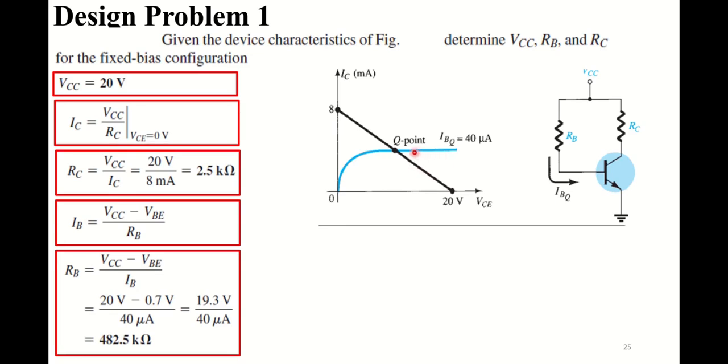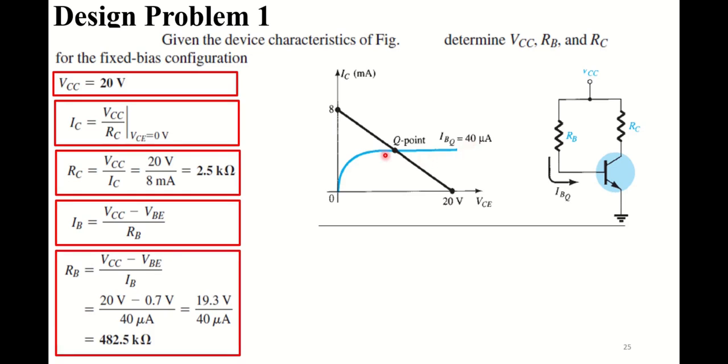IB is that point where the load line intersects with the output characteristic graph, as shown in this blue color. This is the Q point, and by drawing a horizontal line that cuts the y-axis gives us the value of IB that has already been shown here to be equal to 40 microamperes.